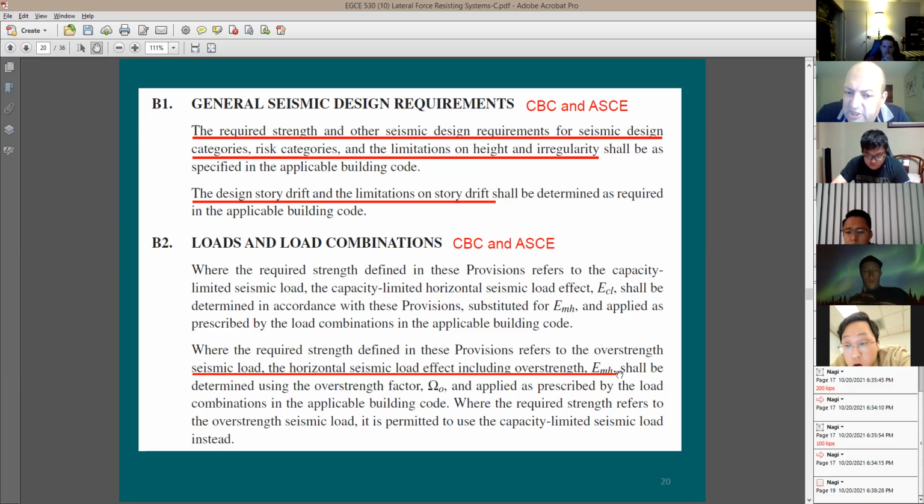When it says here Emh, it means it's going to be the maximum horizontal force for certain connections or members or whatever. How do you find out Emh? You take EH, which means the seismic force based on the V, which means base shear, multiplied by this omega naught. Where do you get the omega naught from? The same table that has the R factor, omega naught, and Cd. So all of that is going to be based on the CBC. If you look here at my red marks, it says CBC and ASCE. So general design requirements, design forces, design displacements, load combinations, this is going to be all based on the CBC and ASCE 7-16.